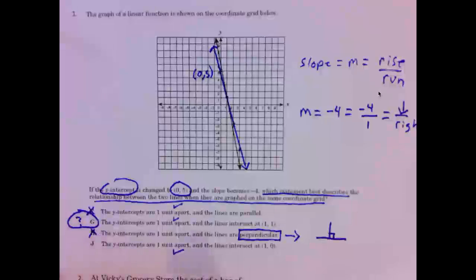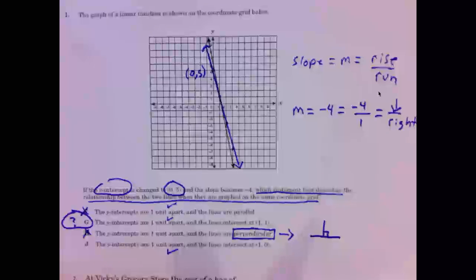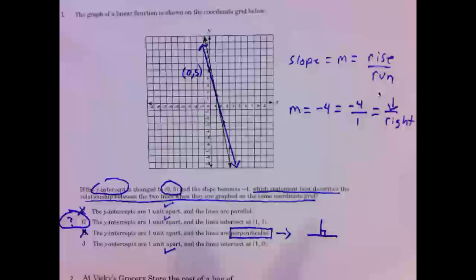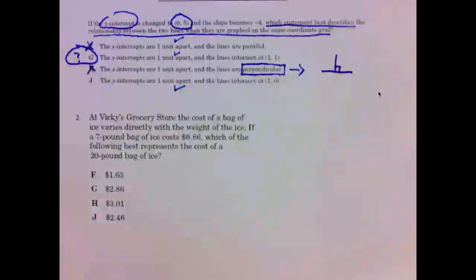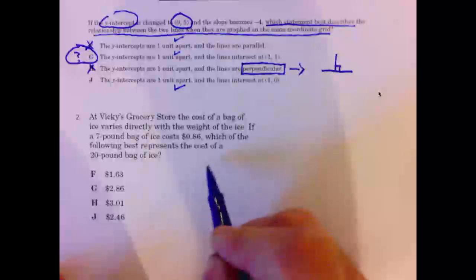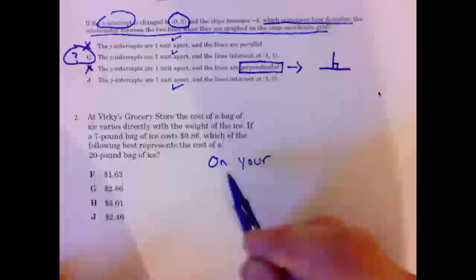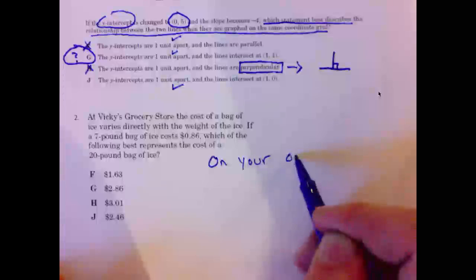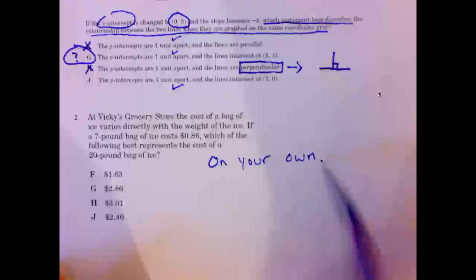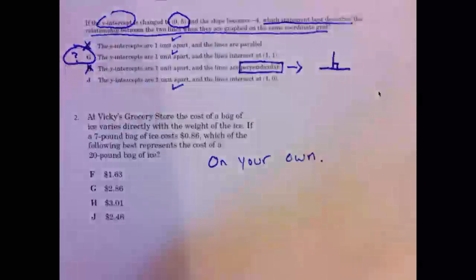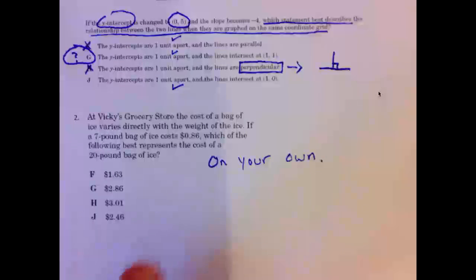Okay, number 2. I'm going to leave number 2 to do on your own. I believe you will be successful on number 2. It's a proportion problem. You could set up a proportion and cross multiply, or you could simply do a division and then a multiplication.